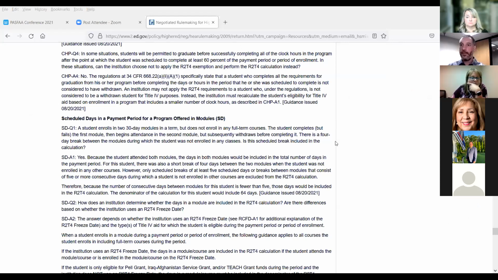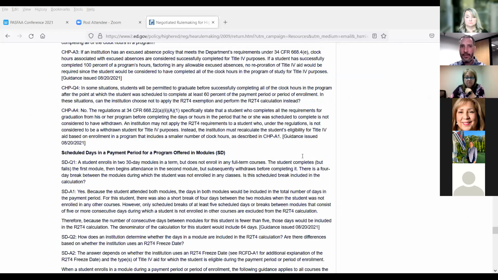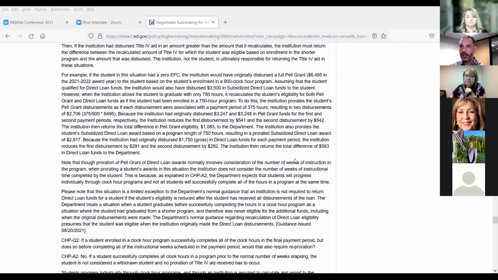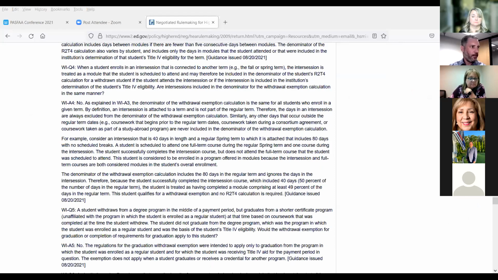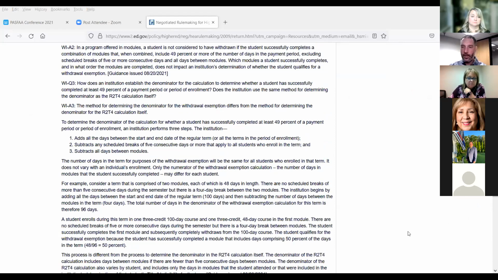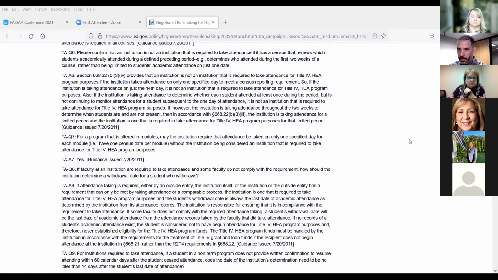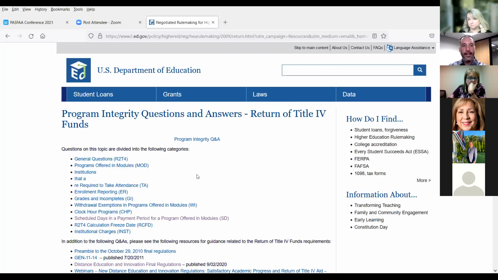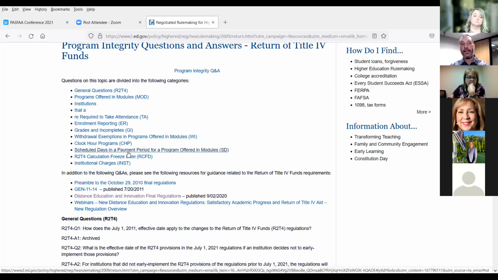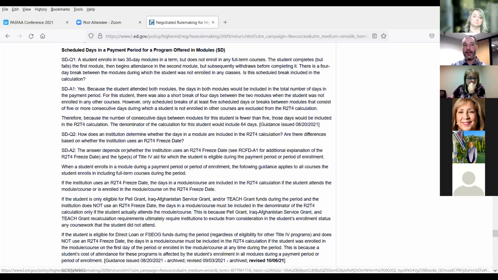I want to show one thing. Can everybody see my screen about the program integrity question and answer? Yes. Okay, so with what Kathy provided earlier in the chat, this is what's going up. Let me go back up to the top. Let me just move this over. So if you look at this in the program integrity, it talks about the different regulations, the required attendance, enrollment. But right here, if you go to scheduled days in the payment period, I'm highlighting it for us. Look at that, 3 different changes that they made. And it talks about the wording in there.